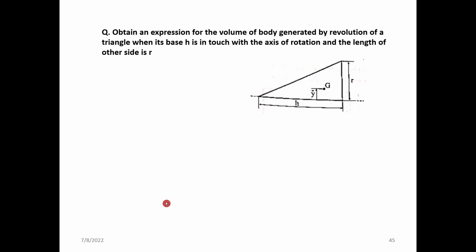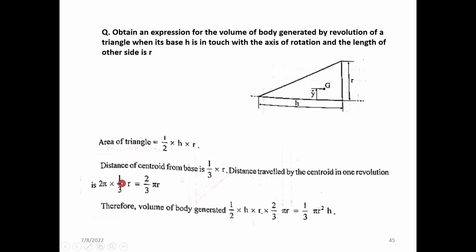The length of the other side is r. So you know that the area of the triangle is half into h into r. The distance of the centroid from the base is 1 by 3 into r. Please note that this is an area, as is given, not a line figure. So 1 by 3 into r is known to you.